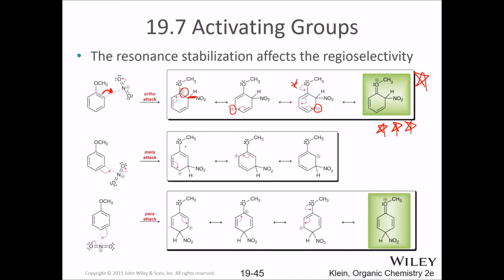Now you don't have that kind of stabilization here, not here, in the meta position, but in the para you do. Remember this? There's the new bond right there. Okay. Now walk that carbocation around the ring. It's here, and then it's here, and then it's here. Which one is the important structure? This one. Can you see it? That's the reason why methoxy or alkoxy groups are ortho-para directing.